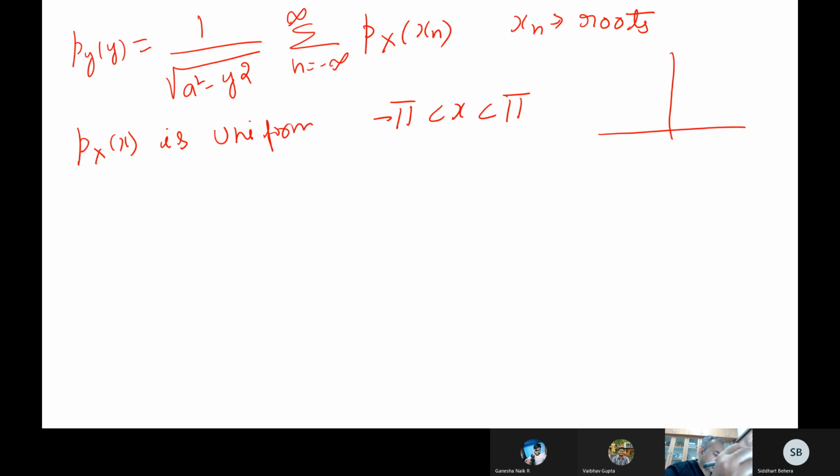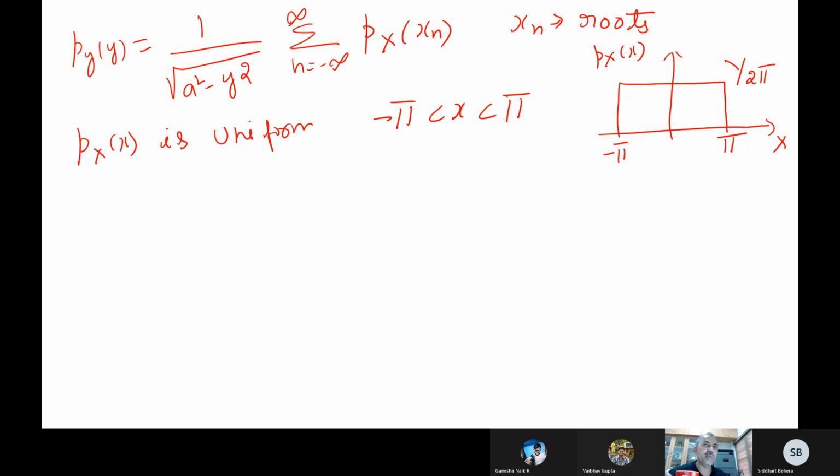So let us say my x value is like this, the probability density function. Okay, so this is minus pi, and of course the value is 1 by 2 pi. Now what is the area under this curve? So this is my x. This is my density function for x. Now, what is the area under this curve? This rectangle. It is 1.